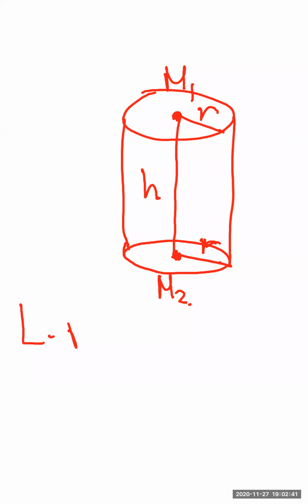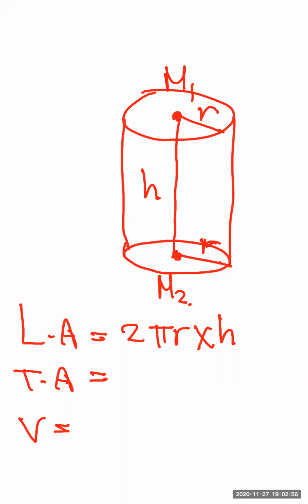Okay, then what are the rules here? Lateral area, and then total area, and then the last one, as usual, volume. Okay, lateral area equals 2 pi r times height, which is the circumference of the base times height. Then what about the total area? It will equal the lateral area plus twice the area of the base.